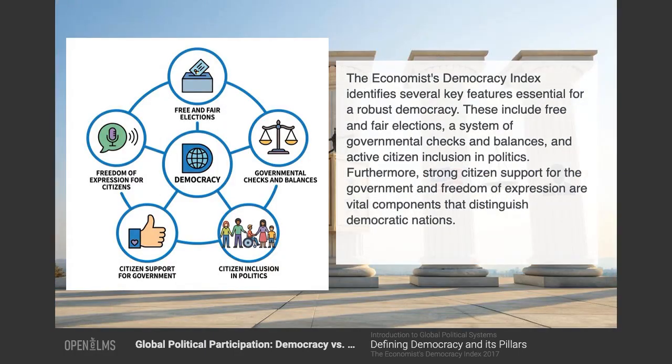The Economist's Democracy Index identifies several key features essential for a robust democracy. These include free and fair elections, a system of governmental checks and balances, and active citizen inclusion in politics. Furthermore, strong citizen support for the government and freedom of expression are vital components that distinguish democratic nations.